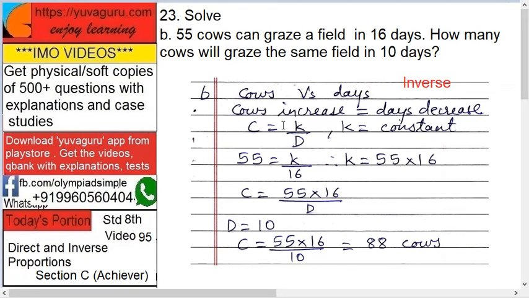So C equals K upon D, right? Therefore K equals a constant. Now one condition is given: 55 equals K upon 16.